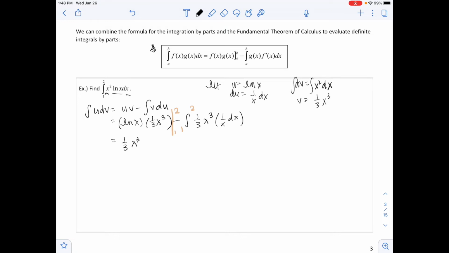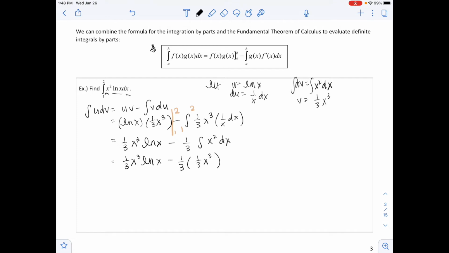I have 1/3 x cubed ln of x minus, and this is going to simplify, the 1/3 I can pull out in front, and then I have the integral of x squared dx as that simplifies. And then I'm able to integrate this, and so I have 1/3 x cubed ln of x minus, and then I have 1/3 times 1/3 x cubed.